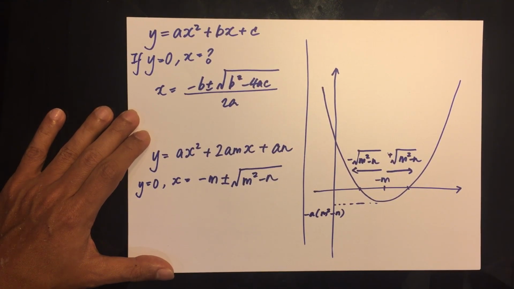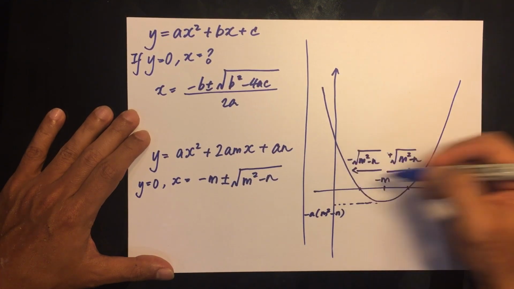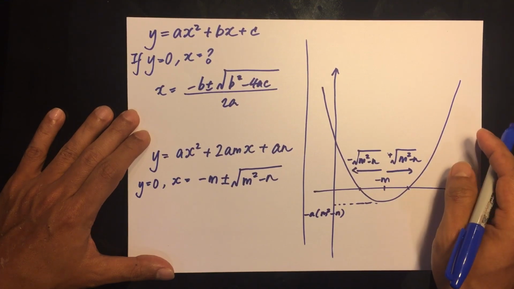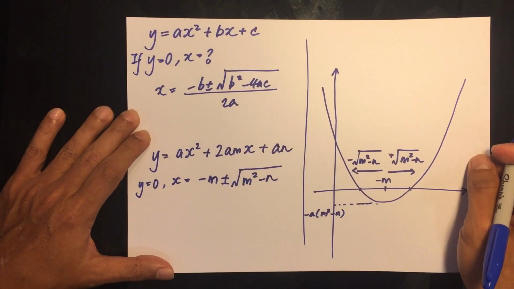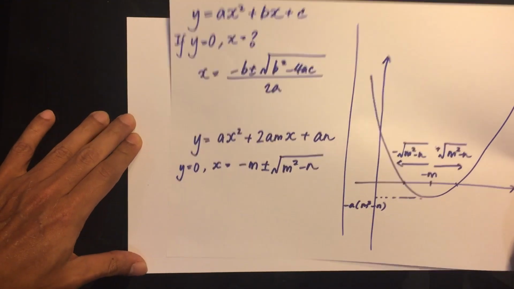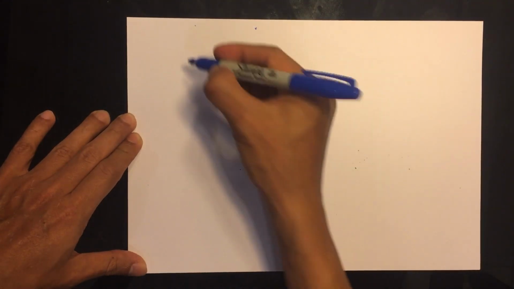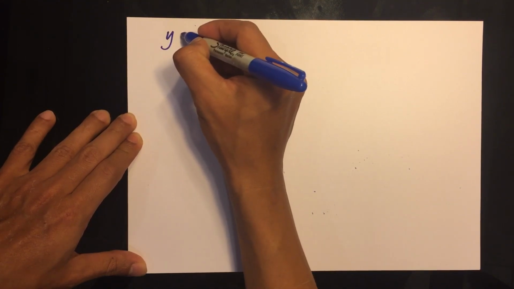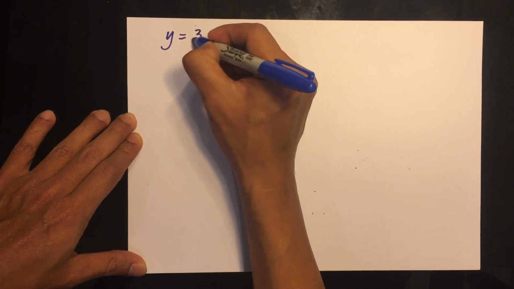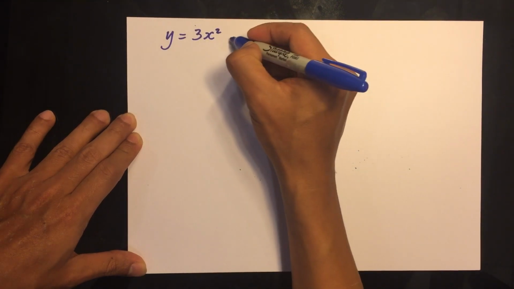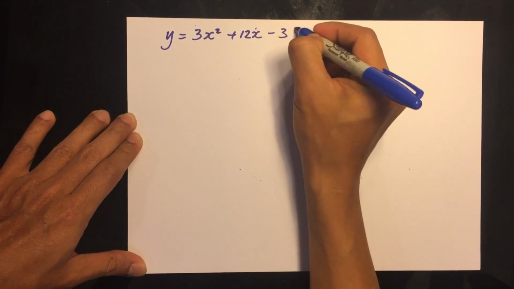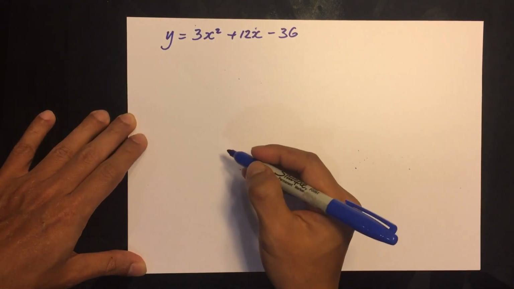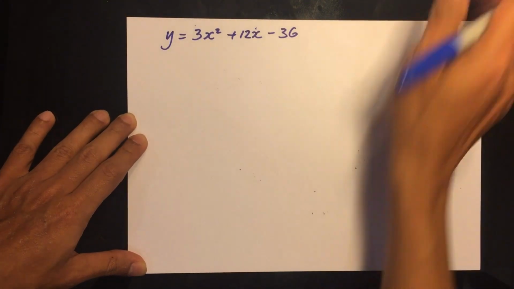What else can we see? Well, I think that's about it. Let's give you a concrete example of how you could use this to plot your standard parabolas, standard quadratic equations. So let's give you a simple one. Let's say y equals 3x squared plus 12x minus 36. Now how would you use this new technique?